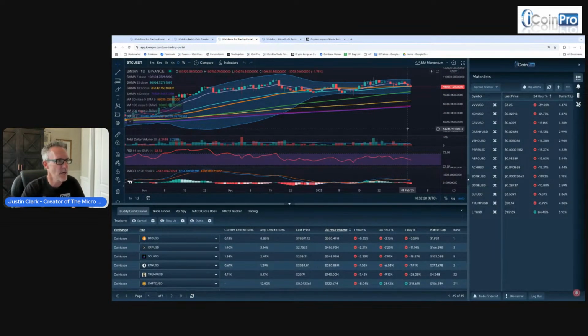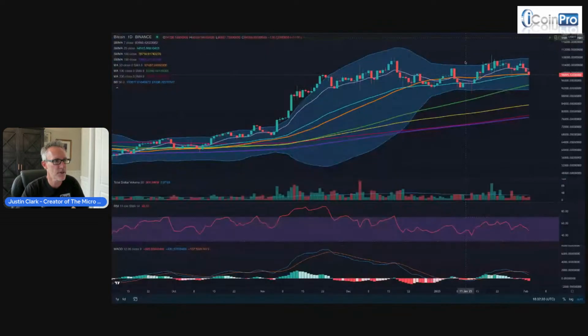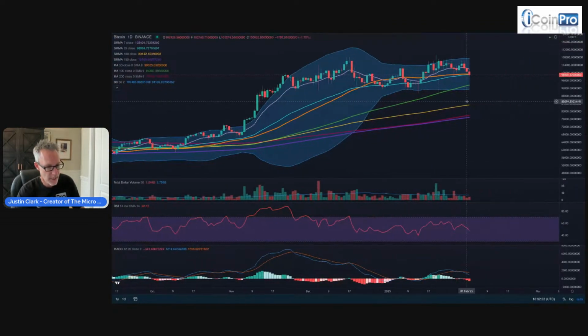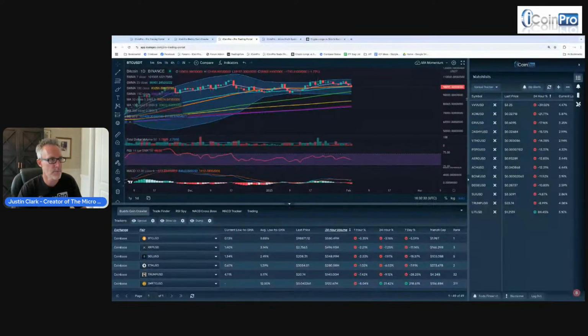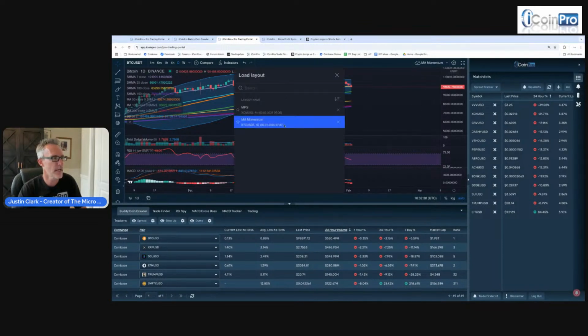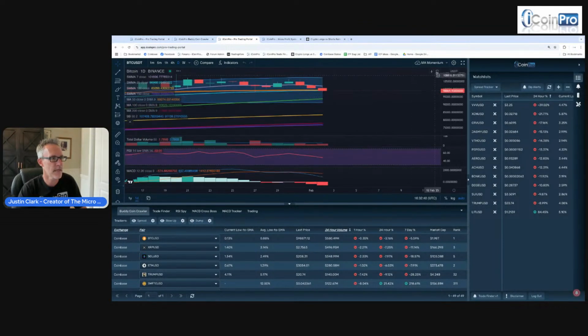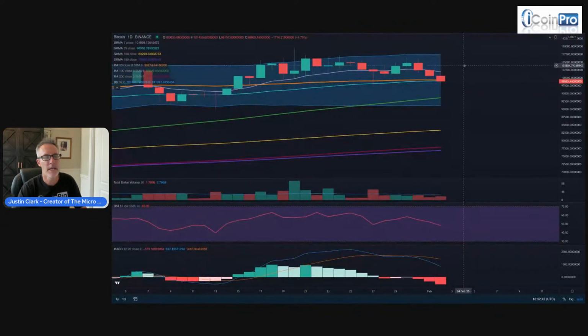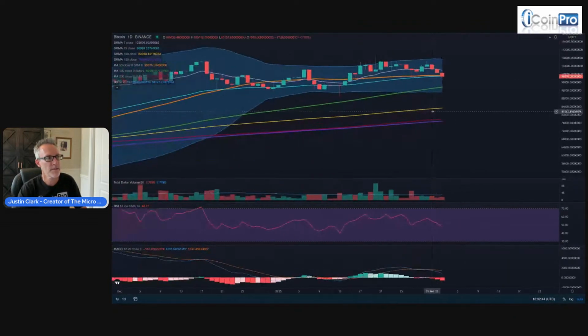All right, so what's going on? Well, let's take a look at this chart. This is the MA Momentum chart. If you have the iCoinPro trading portal, you go up here, click this, and then click Load Chart Layout, and you can click MA Momentum, and that'll pull it up.